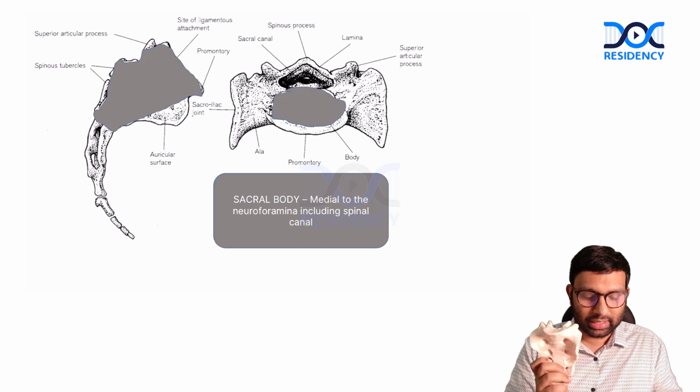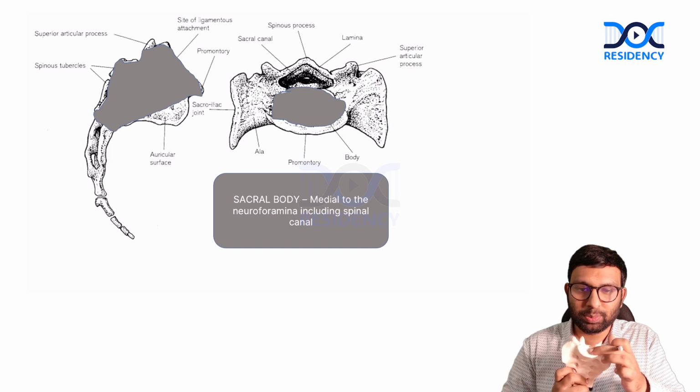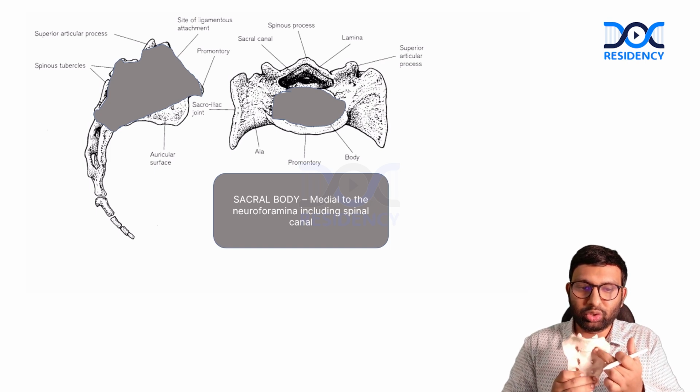The next part that you have to understand is the sacral body. This part here, right behind which you have your canal, this is your spinal canal, this is your sacral body. This again has a good bone stock, a very dense bone, and this lies medial to the neural foramen. So these are all your neural foramens. It lies medial. So this good stock of bone that you can see here, this is the sacral body.